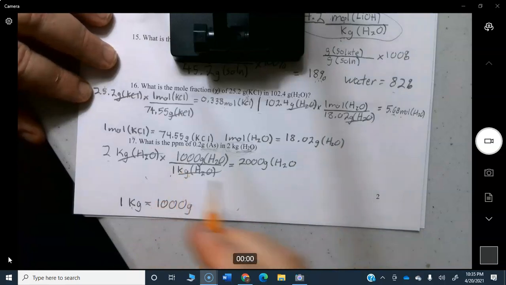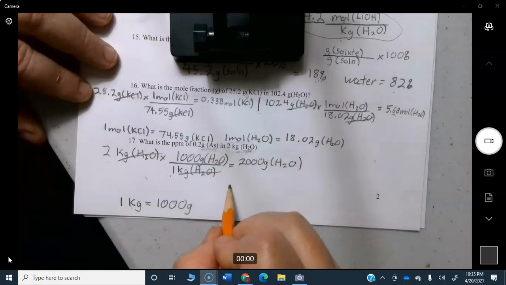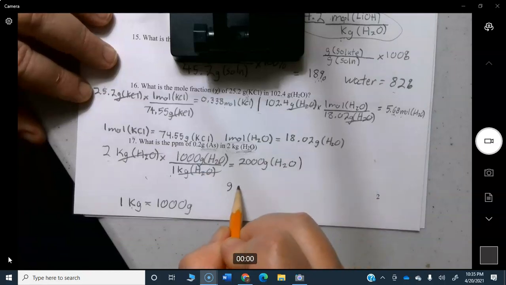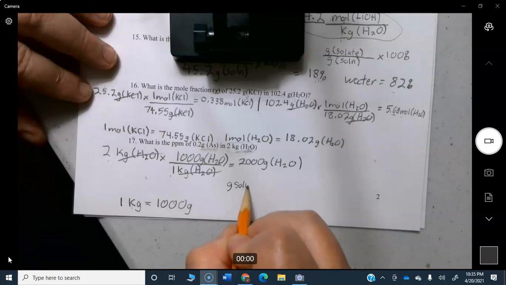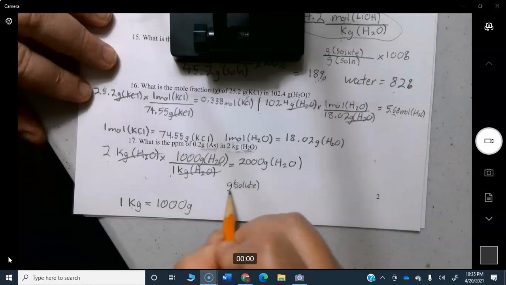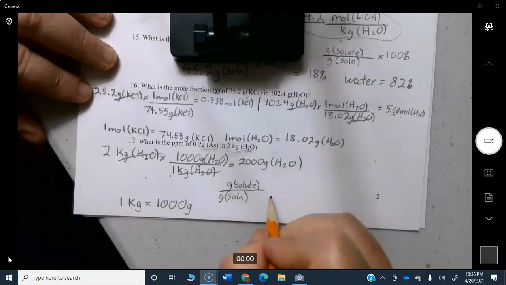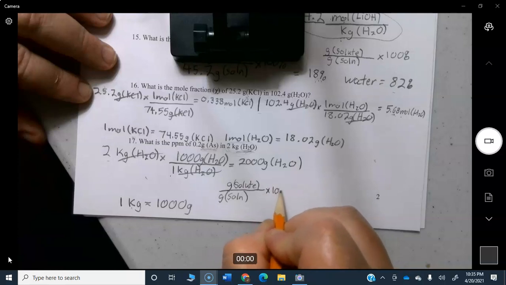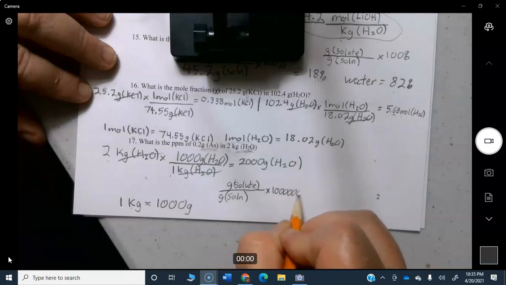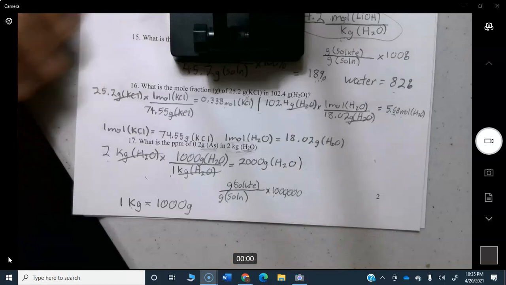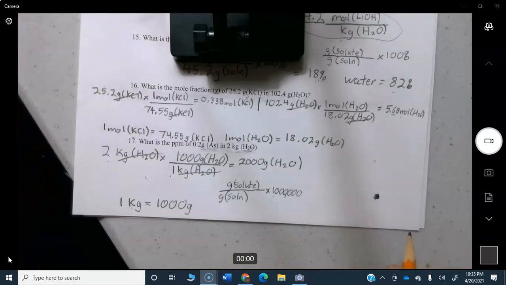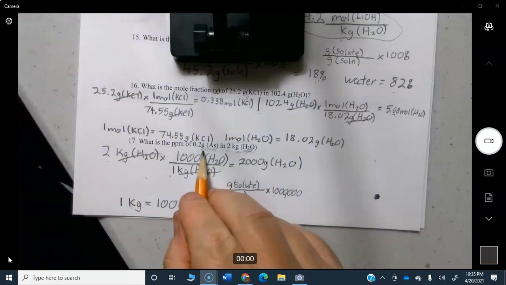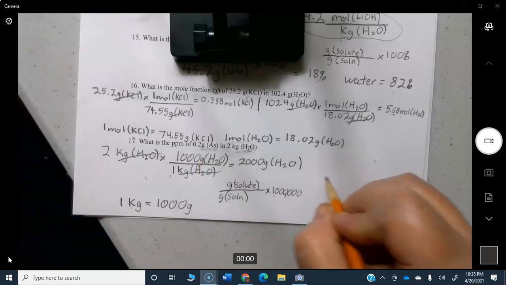Okay, and again, parts per million is going to be grams of solute over grams of solution times 1 million. Okay? Get rid of that. Okay, so let's go ahead and do that. Grams of solute is 0.02, very small amount.